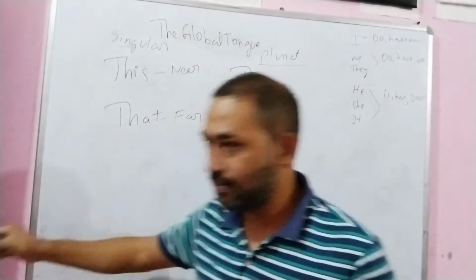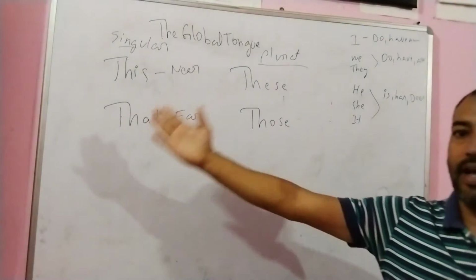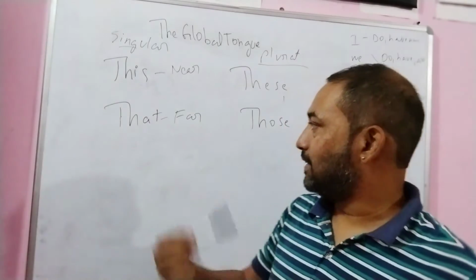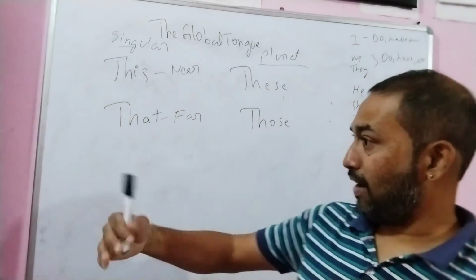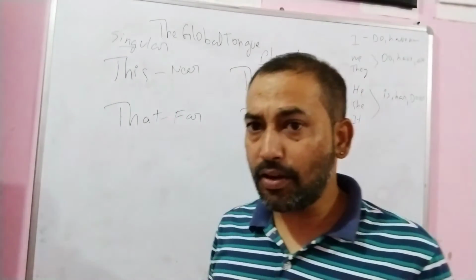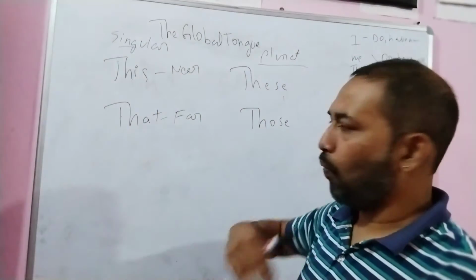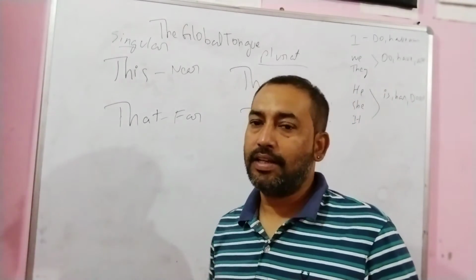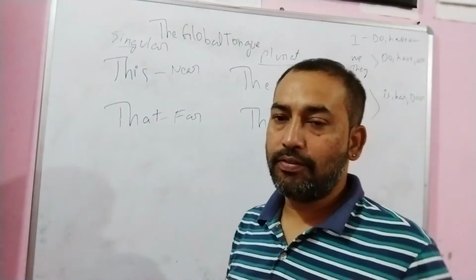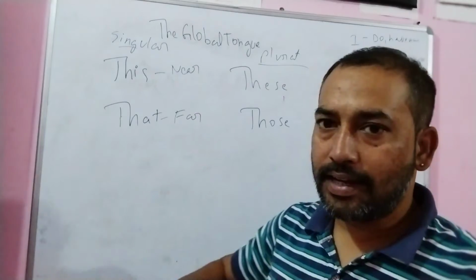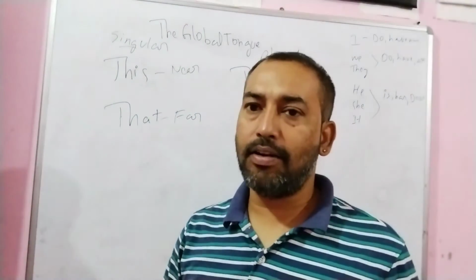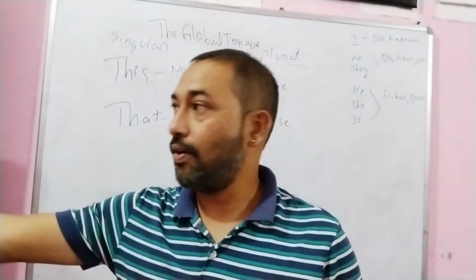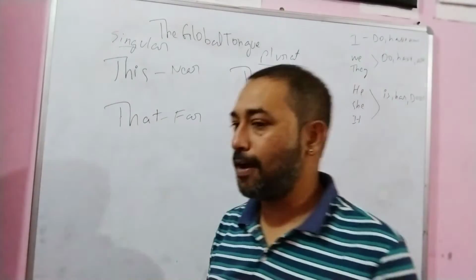So let's say my marker is right there, and I'm not able to reach it, so I say that is my marker. Because it's far and single, and not within my reach, a little far and it's single, so I use that. Got it? So this is near, within your reach, and single. And that is used for a single item which is far, not within your reach, a little farther than you. So this marker, that marker.